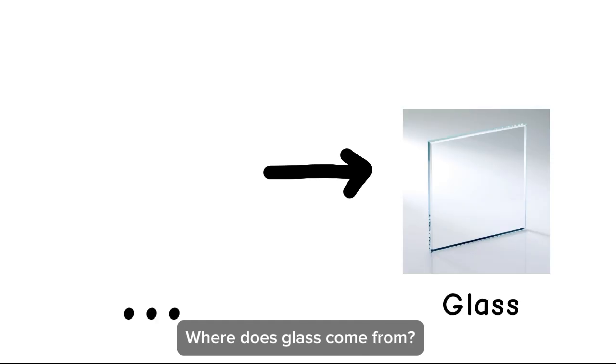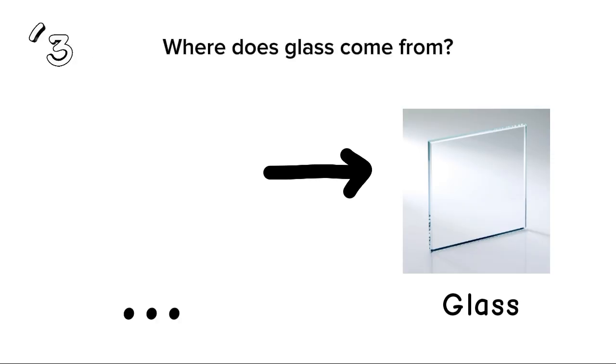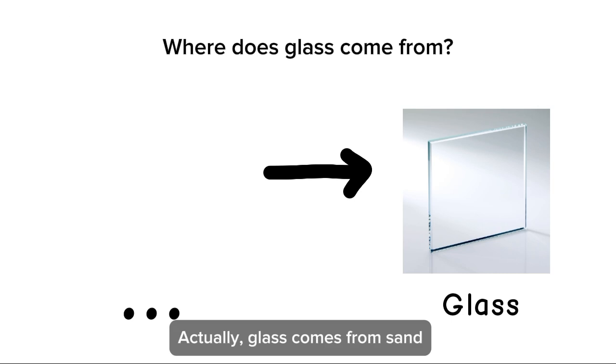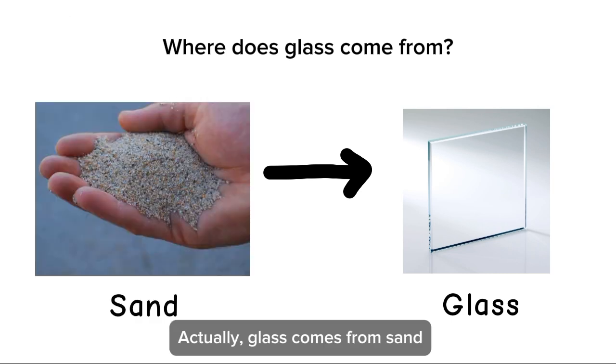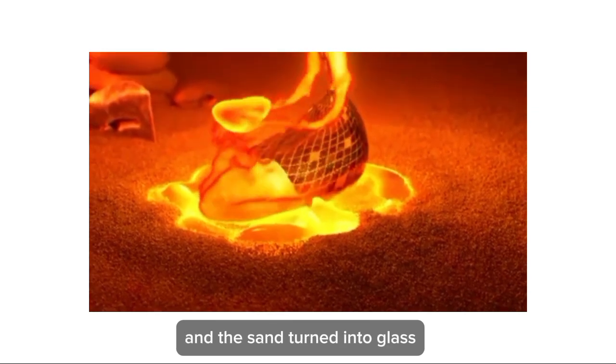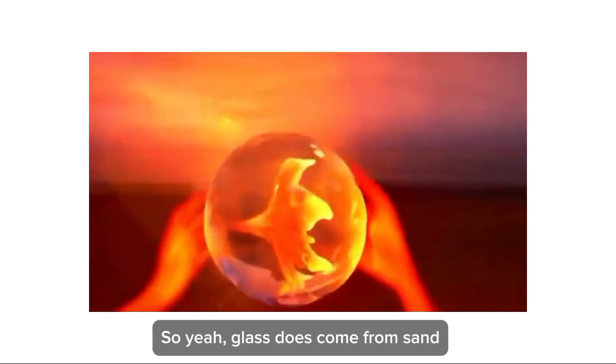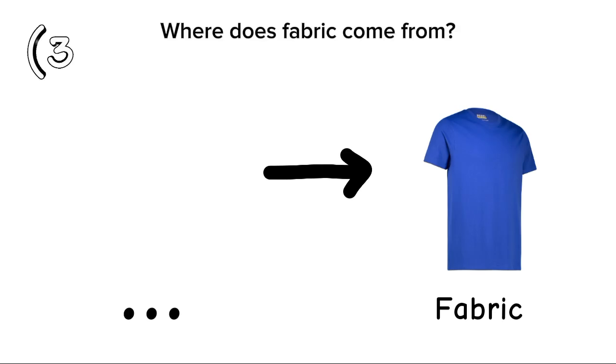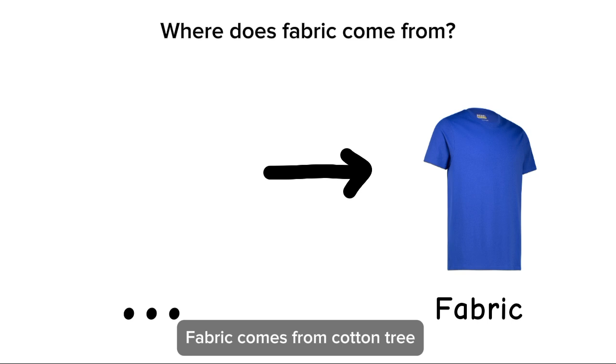Now a bit tricky. Where does glass come from? Actually, glass comes from sand. Yeah, remember this scene? The fire girl sat on the sand and the sand turns into glass. So yeah, glass does come from sand. Now where does fabric come from? Fabric comes from the cotton tree.